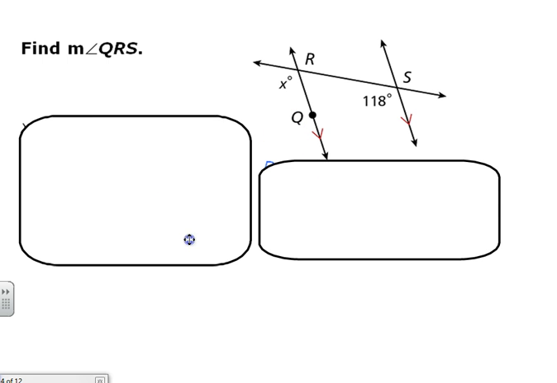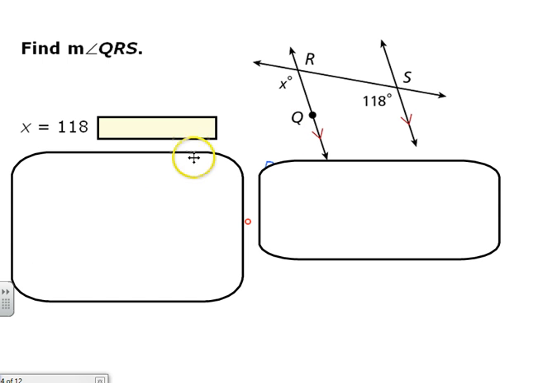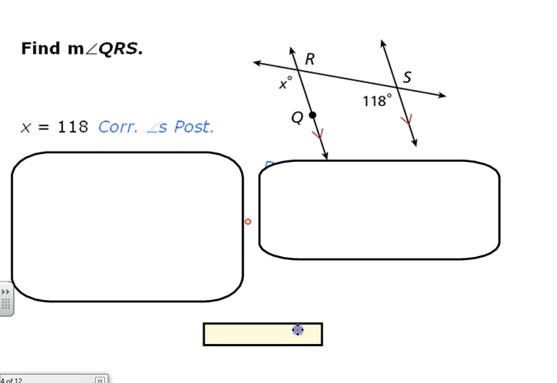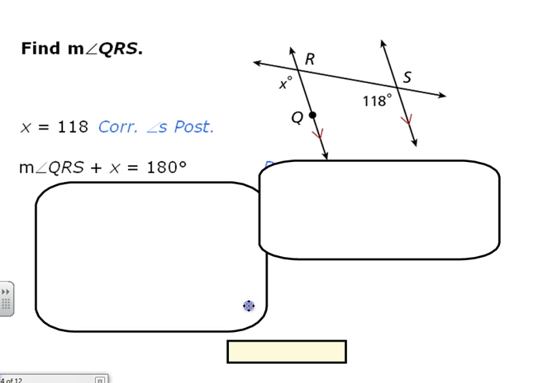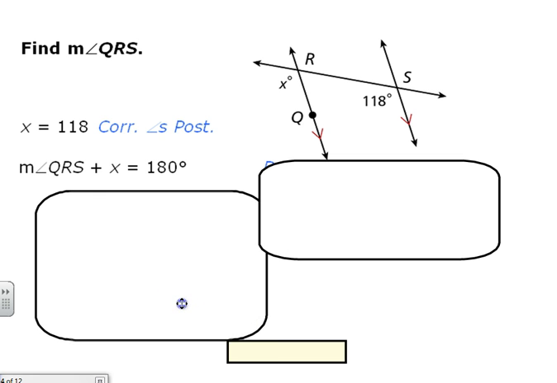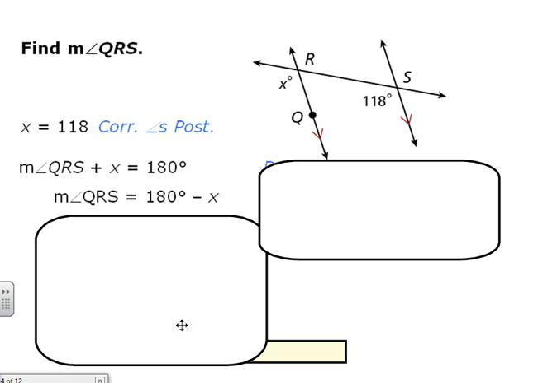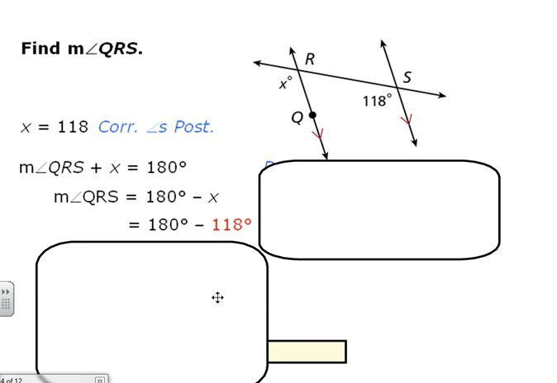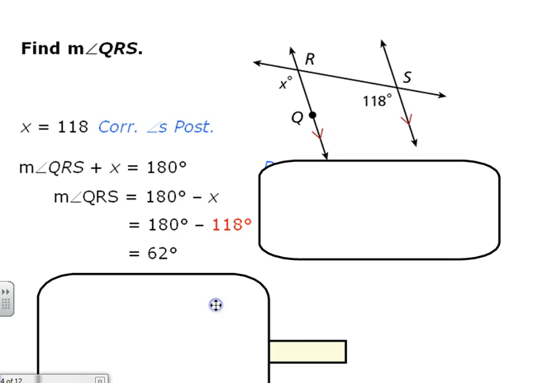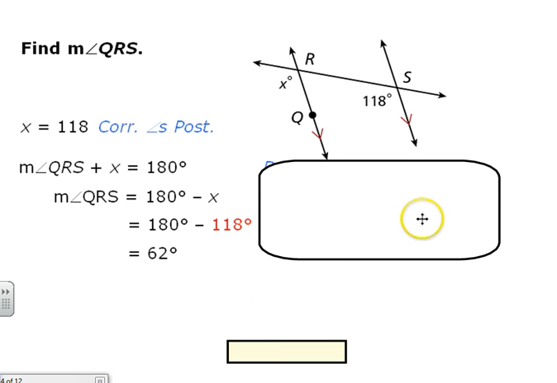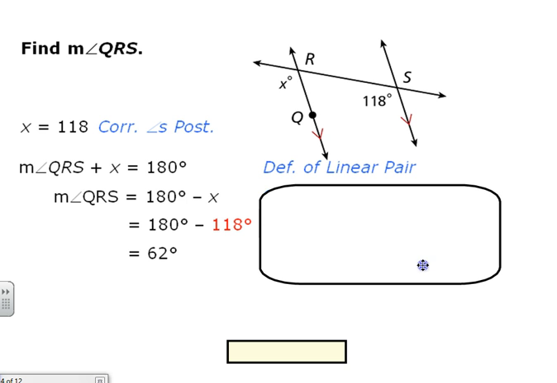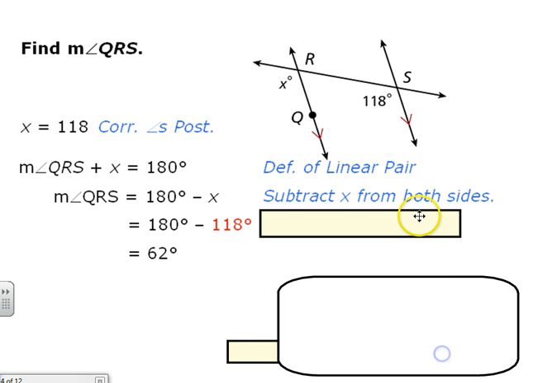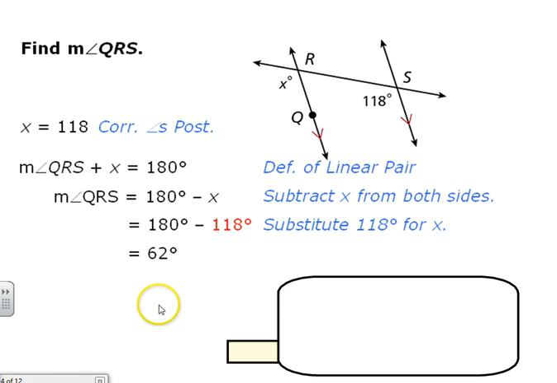Okay, so let's see their reasoning. They say X equals 118. That's the corresponding angles, right? And they say that the measure of QRS plus X equals 180, so exactly what you're using. QRS equals 180 minus X, so that's 180 minus 118, or 62 degrees. Good. Definition of our linear pair, and simply subtracting from both sides.